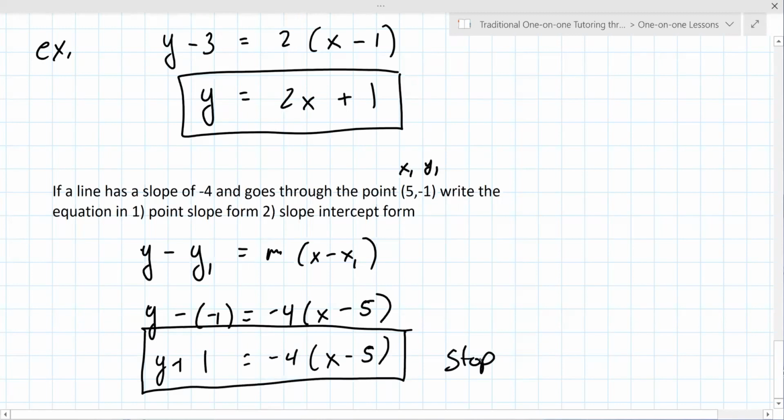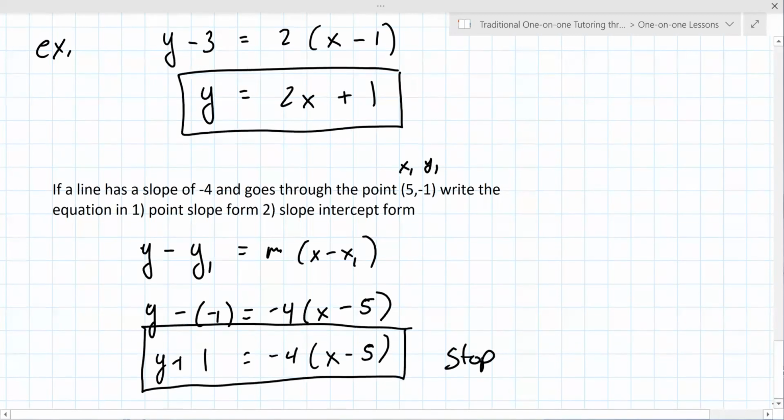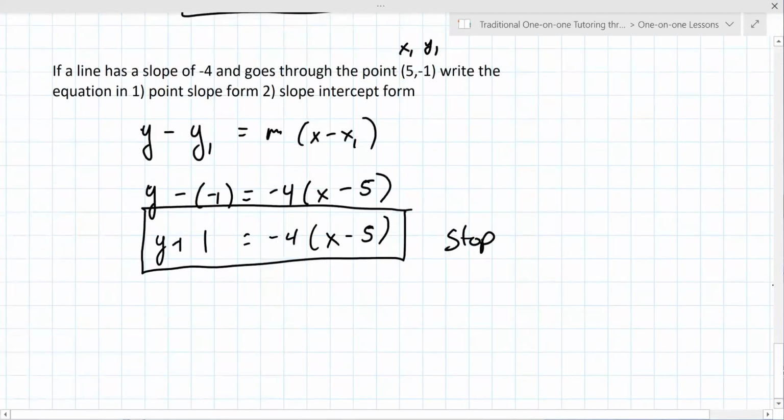This is point slope form. The uncomfortable nature of point slope form is that you don't distribute the number. Man, that feels a bit weird. It does, because you're told your whole life to keep going, make sure you simplify, make sure you do all these things. But here you're done. Okay, that's part one.